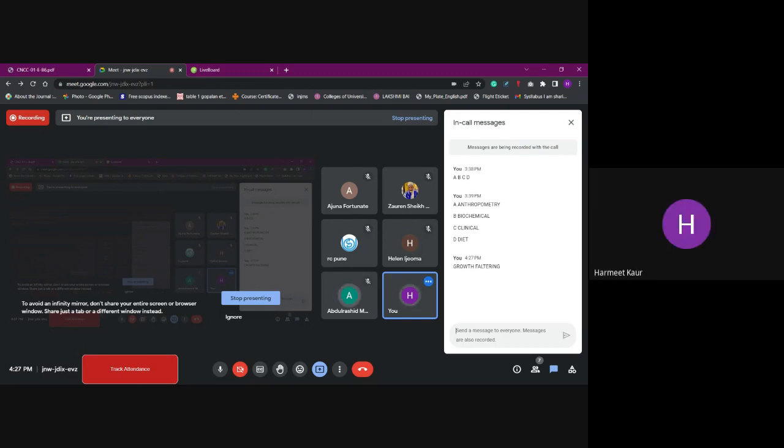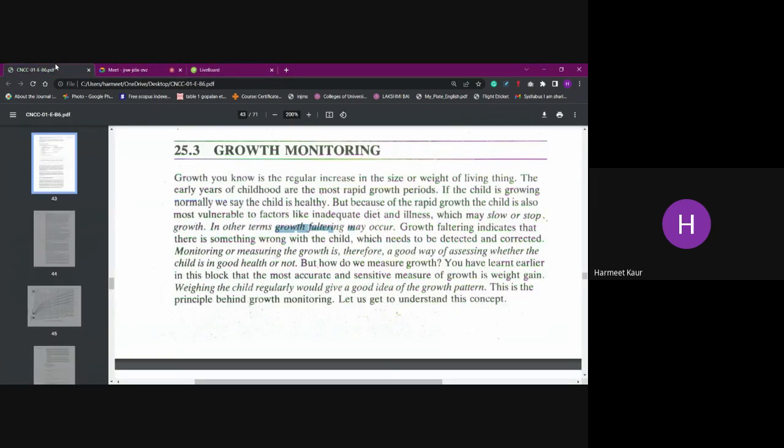So growth faltering means what? Growth faltering means that there is something wrong with the growth of the child. Maybe he or she is not gaining weight, and if you have not kept a close check on that, maybe the child will start to lose weight. So growth faltering means whenever there is any negative deviation from the normal.